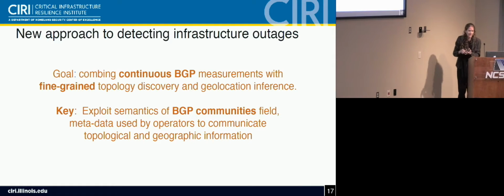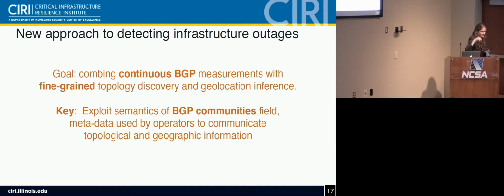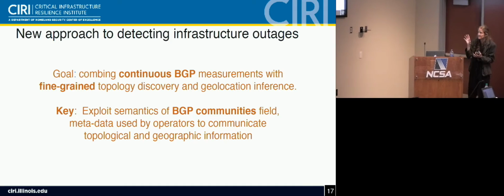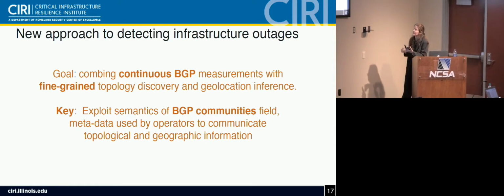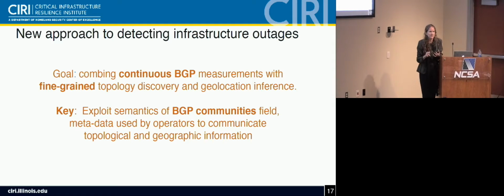All right, so the goal in this new approach to detecting infrastructure level outages, specifically at facilities in this case, is to combine continuous measurement using BGP data with fine-grained topology discovery and geolocation of the topology. One of the new things we've added in this work, which has turned out to be pretty tedious, is to exploit the semantics of a feature in BGP. Always a good idea to use something that the operators themselves use to keep themselves sane: something they use to help understand or transmit where exactly a route is being exchanged. Where is it coming from?